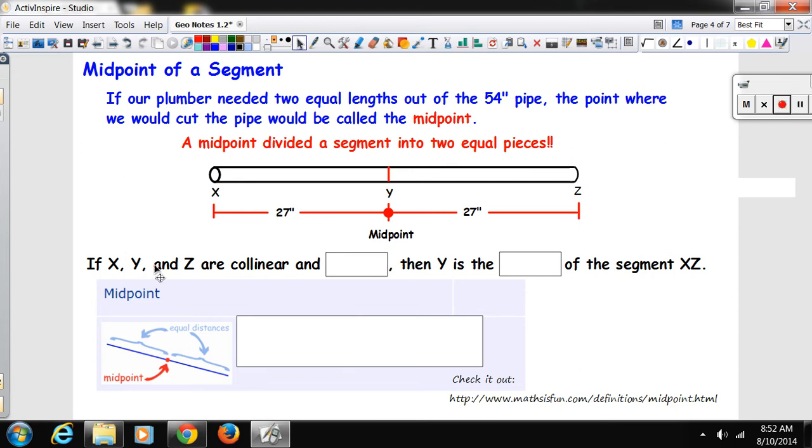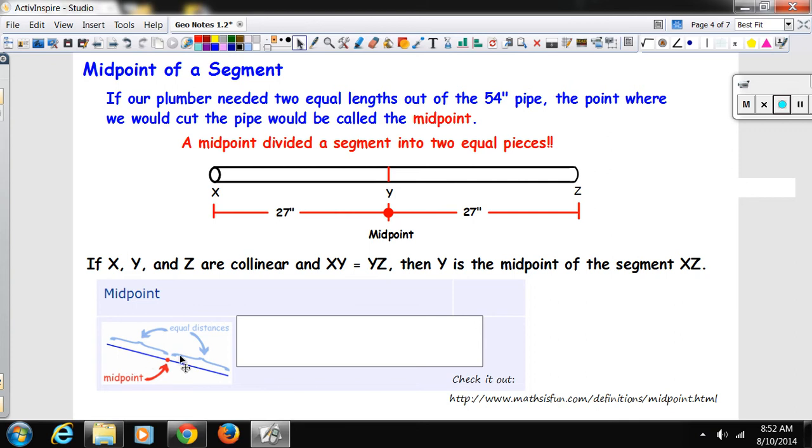If x, y, and z are collinear, meaning x, y, and z are all on the same line, and XY equals YZ, then Y is the midpoint of the segment. This point has to be the midpoint if the two sides are equal. That means you found the exact middle point if the two sides equal each other.